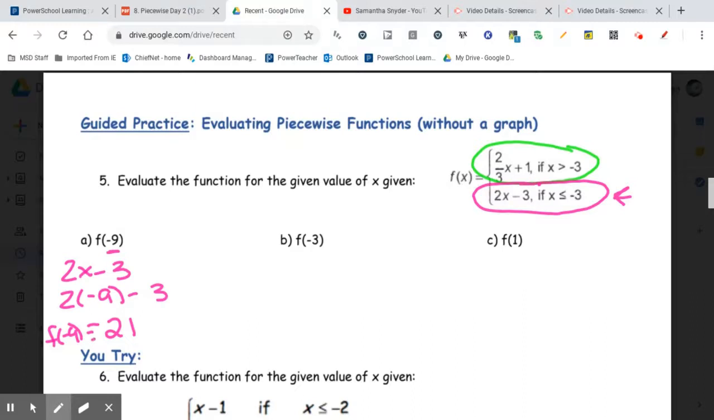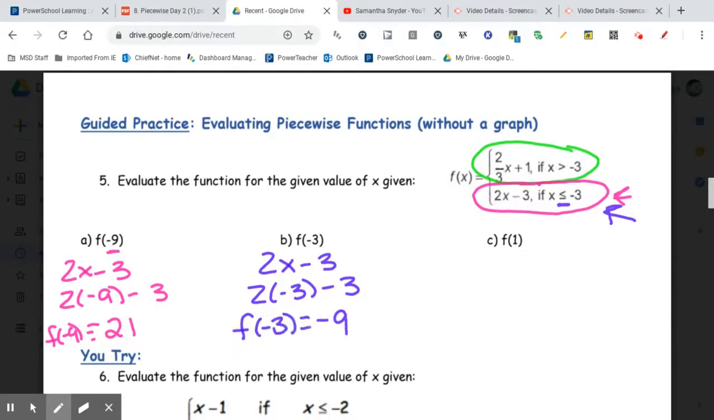Okay, the next one is f of negative 3. So which piece does negative 3 fit into? Well, again, that's the second one because it's included. So I'm going to use the same rule, 2x minus 3. Substitute in the negative 3. And you should get negative 9, which means f of negative 3 is equal to negative 9.